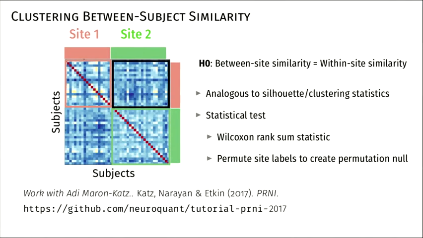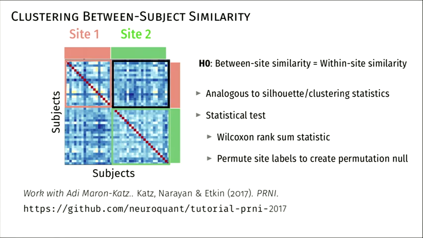The second technique is a clustering-based technique. The basic idea is, say you have MRI images on multiple subjects. You want to look at a subject-by-subject similarity matrix. You can use any measure of similarity. It can be based on correlations. It can be based on rank concordance type measures.